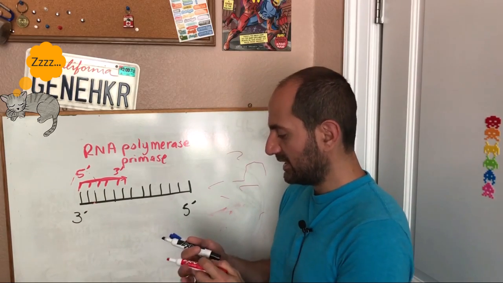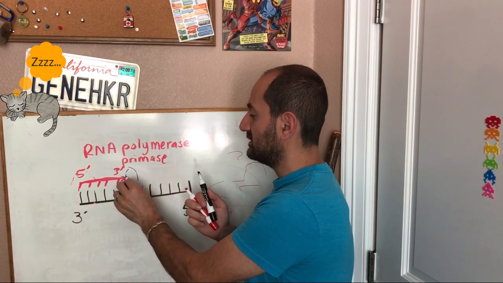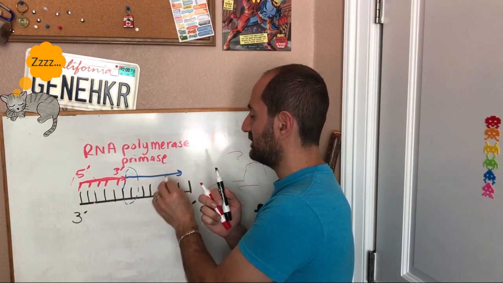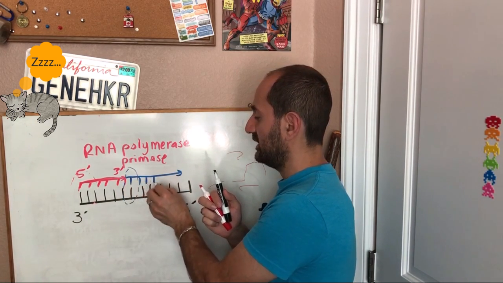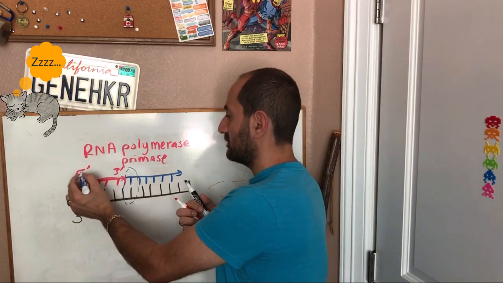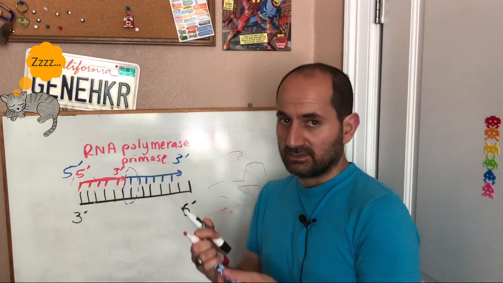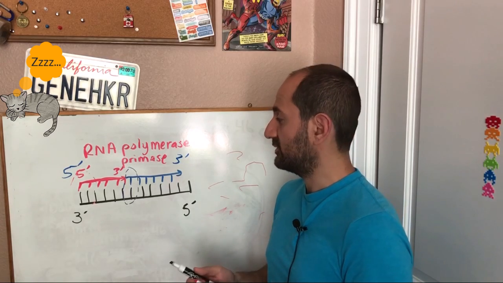Next, what happens is DNA polymerase can now attach and take over, because now DNA polymerase has something to build off of. And remember, you are building 5 prime to 3 prime. You're always building the DNA 5 prime to 3 prime.